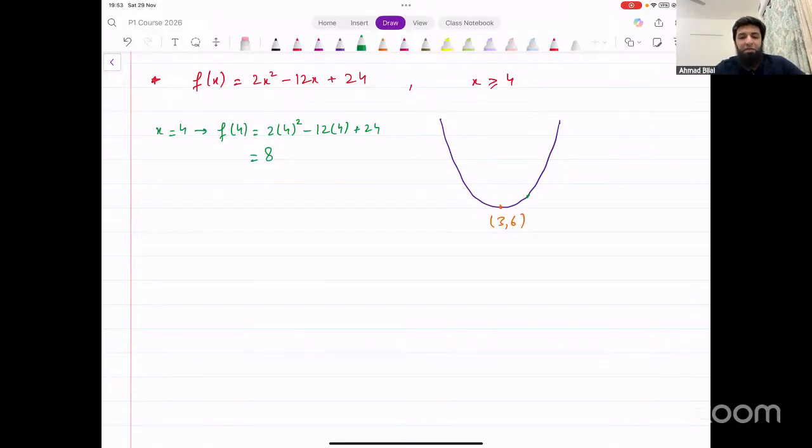Where on the graph does this point lie? To the right of the turning point or to the left of the turning point? On the right side, because the x coordinate 4 is greater than 3. Let's mark this point on the right side somewhere. Let's say it's here. This point is 4 and 8. What's the range of this function now?